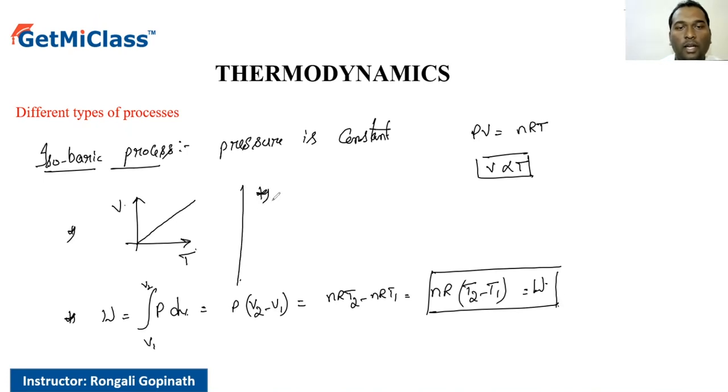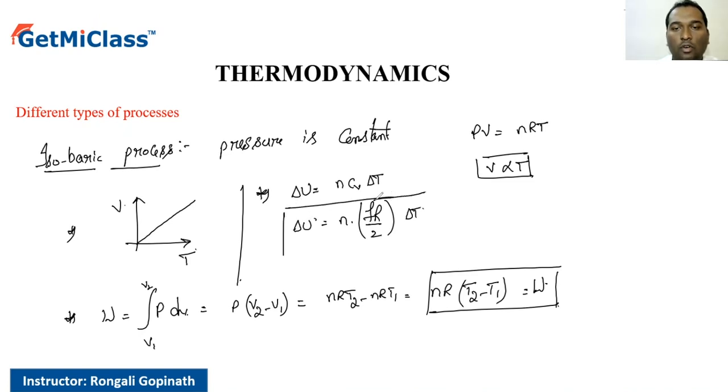What about the internal energy, delta U? Delta U is always nCV delta T. That is n times CV, which is fR by 2, where f is the number of degrees of freedom of the gas, into delta T. This is always there. This is the only formula for internal energy of a gas. There is no change in this.